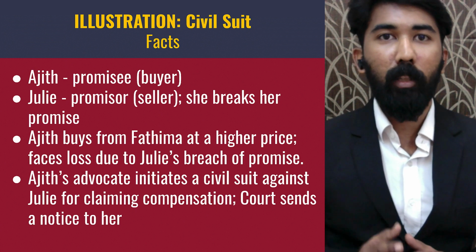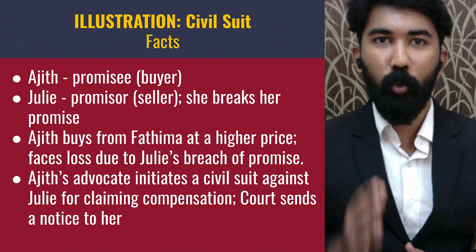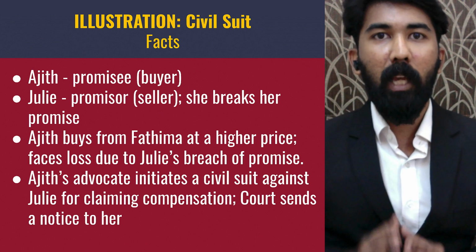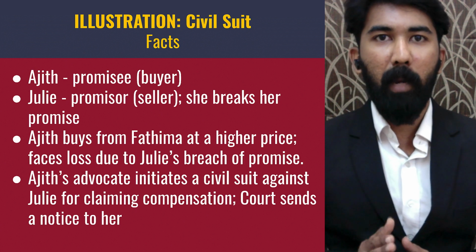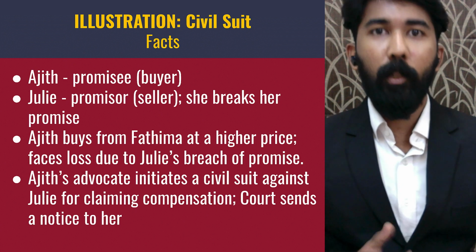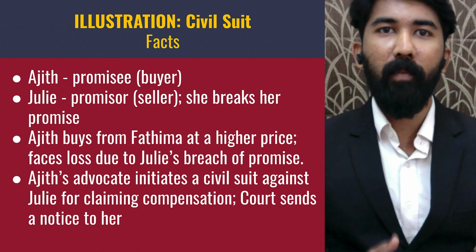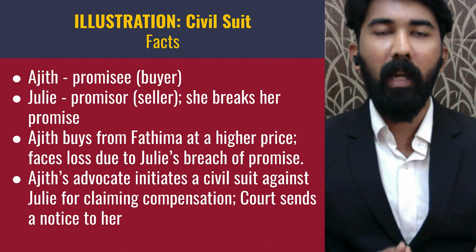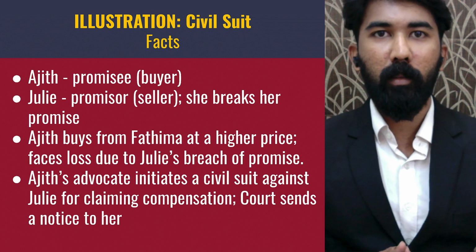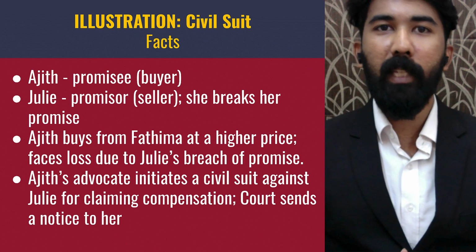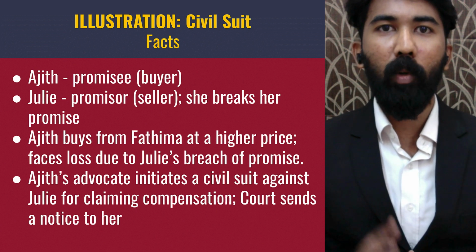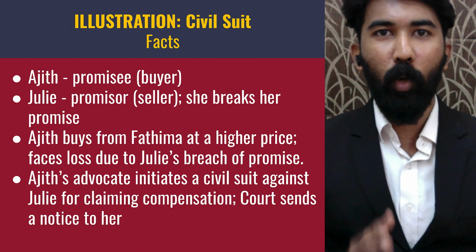Here, Ajit, who is the buyer, is promised by Miss Julie, the seller, that she would deliver certain goods at a certain price within a specific period of time. But within that time, she is unable to deliver those goods, due to which Ajit is now forced to buy it from a different seller, Miss Fatima, at a much higher price, due to which he faces a huge loss. So Ajit intends to get compensated for the loss that he faced due to Julie's breach of promise. So he goes to an advocate and explains what happened.